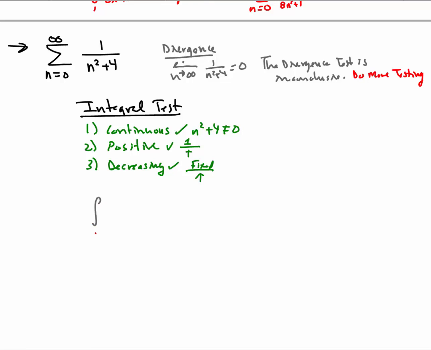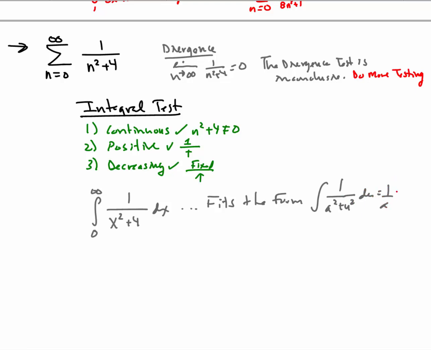So what we'll do is we'll just go ahead and integrate this from 0 to infinity, 1 over x squared plus 4 dx. Now this fits a form. This is exciting. This fits the form of 1 over a squared plus u squared. You could do a trig sub on this, or you could recognize that this fits the form 1 over a inverse tangent of u over a.